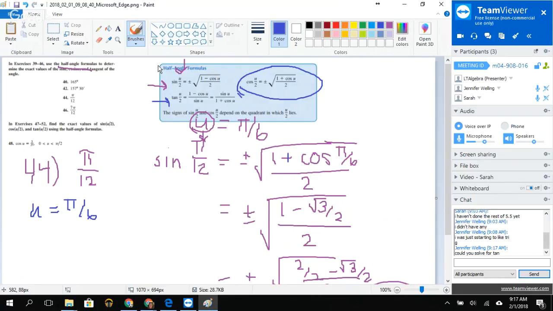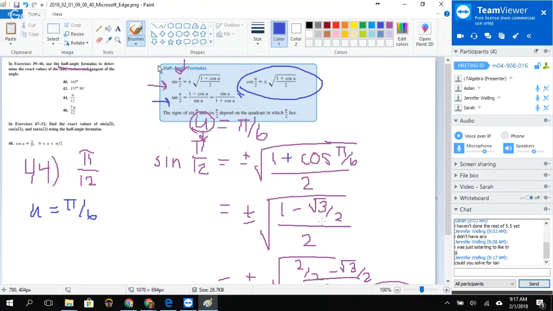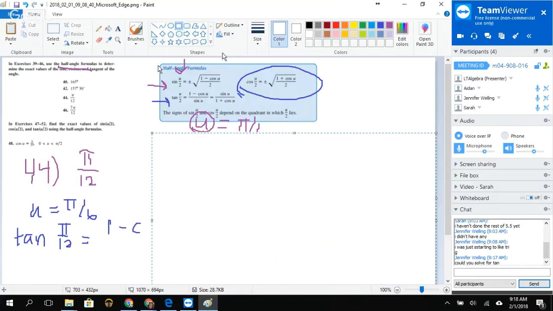All right, so let's do some tangent solving. I will try to write nicely. I'm trying to write with my finger on the screen. Driving me crazy how messy it is. So the tangent of pi over 12 means that we're going to have a u value of pi over 6. So we have 1 minus the cosine. I think I'm going to need more room. Let's clear this off.